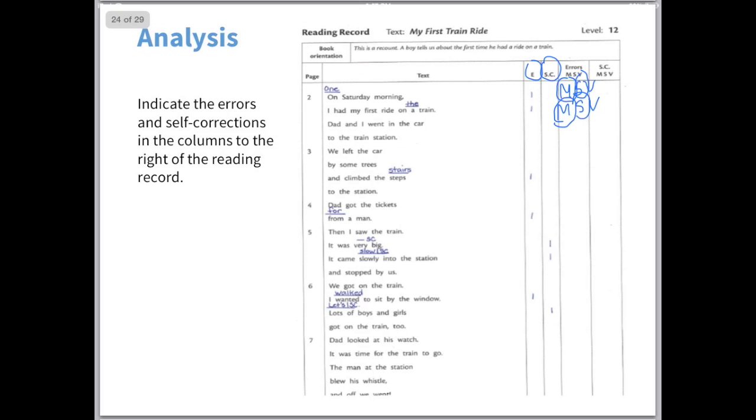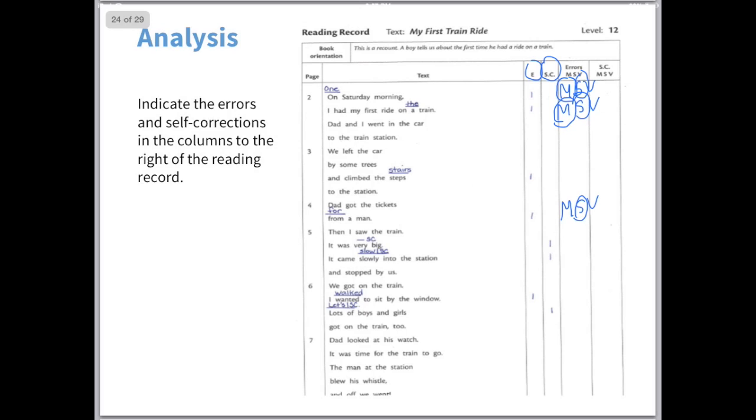If we look at the error, "Dad got tickets for a man" instead of "Dad got tickets from a man," the sentence does make sense. However, based on everything we know up until now, there has been no mention of a man, so why would Dad buy tickets for a man? It does sound right, and visually it has the same letters. We circle the S because it sounds right, but not the M or the V. This could be a meaning error or a visual error.